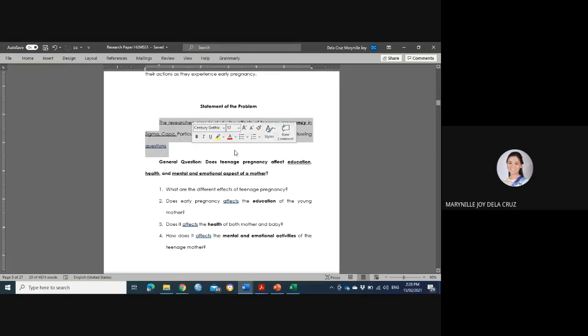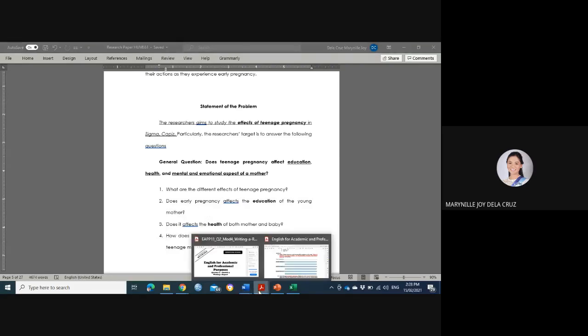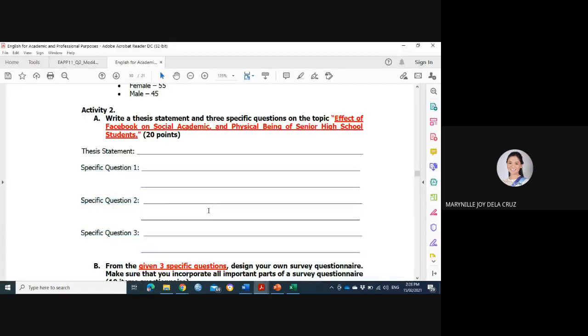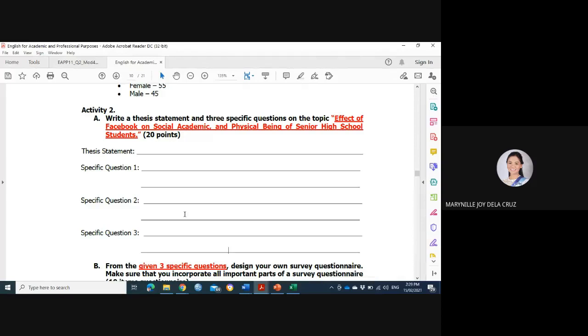And of course, you follow it with your general question and subdivide it into specific problems based on the activity in this activity number two. So in your activity number two, I ask you to write a thesis statement and three specific questions on the topic. So this is the topic, and you're going to write it here. Same thing with your final output. You're going to write your thesis statement and specific questions about the topic that you chose.